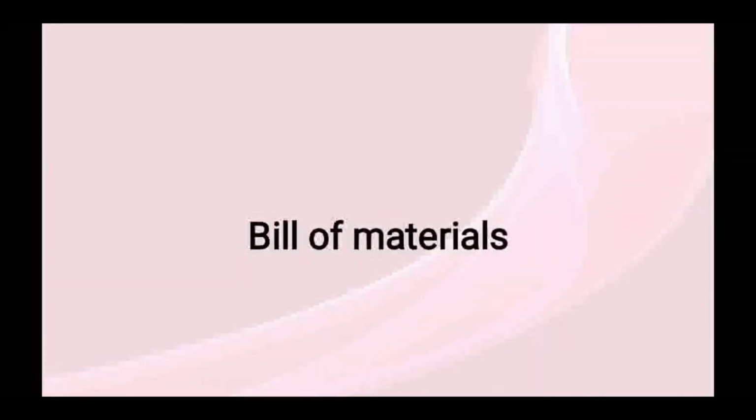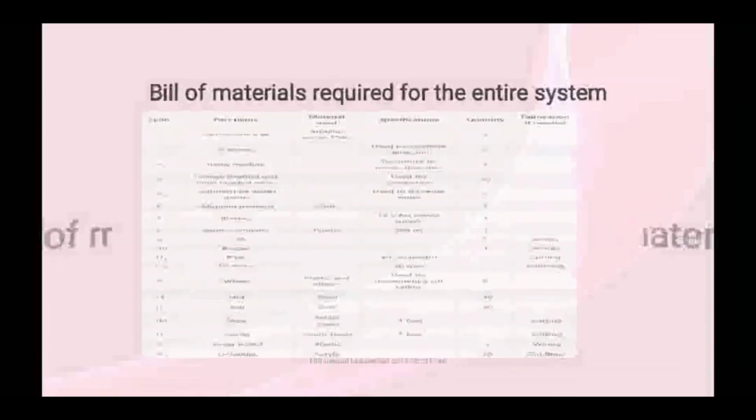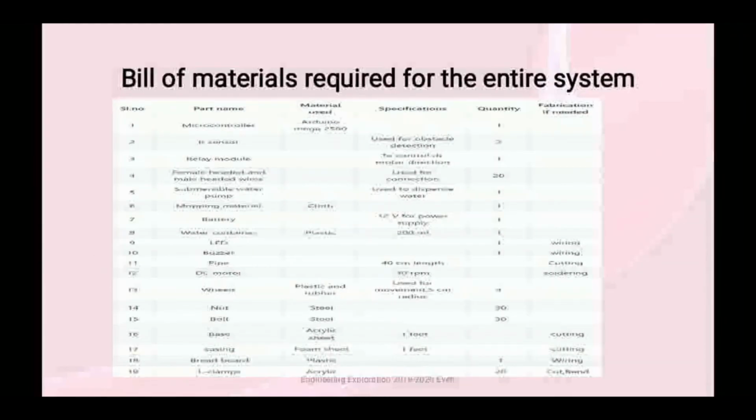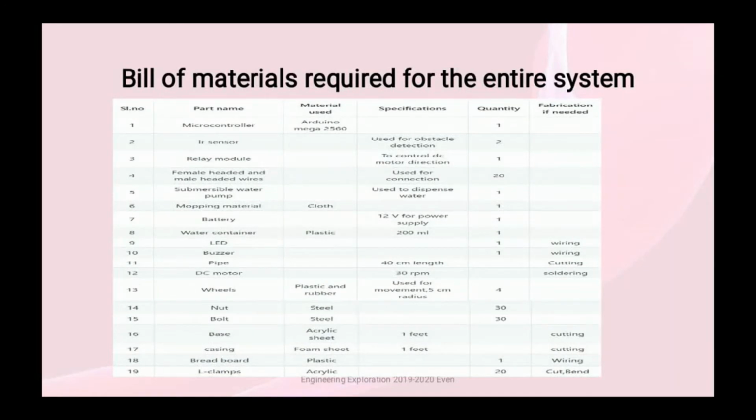Bill of materials. The bill of materials required for the entire system: 1 microcontroller, 2 IR sensors, relay module, female headed and male headed wires, submersible water pump, mopping material, battery, water container, LED, buzzer, pipe, DC motor, wheels, nut and bolt, base, casing part, breadboard, L-clamps.